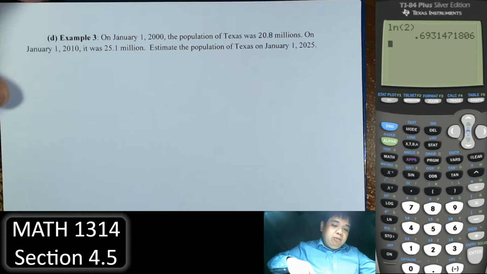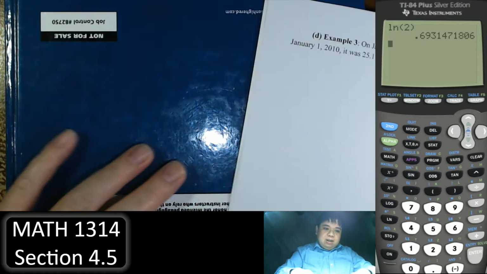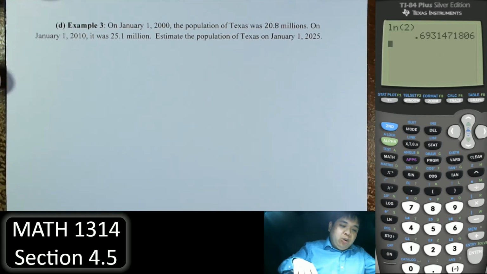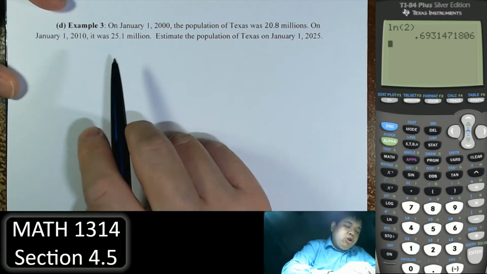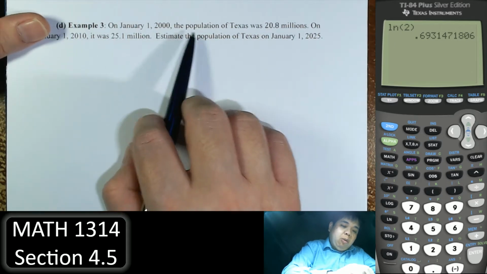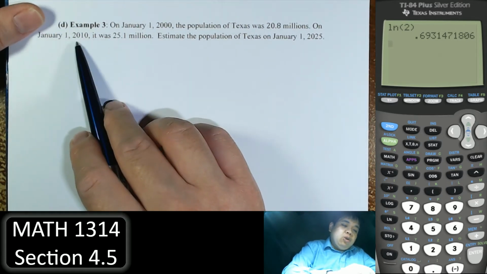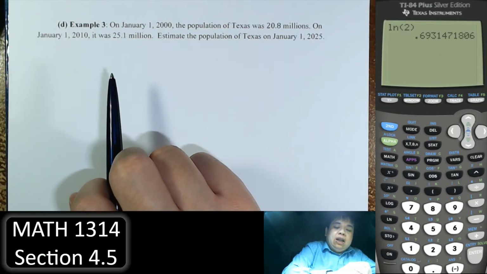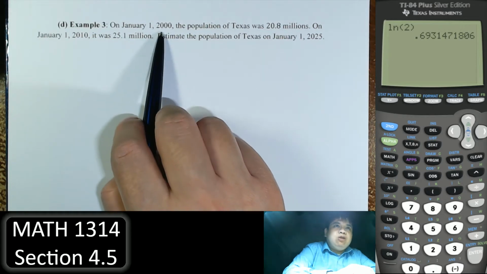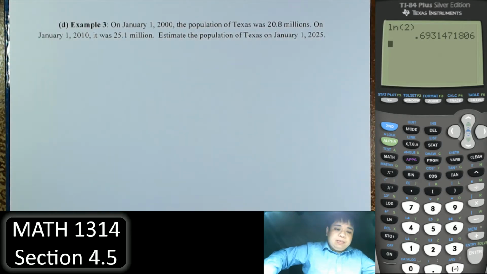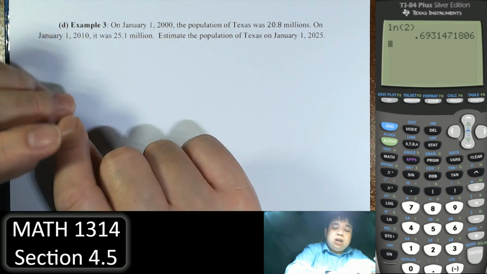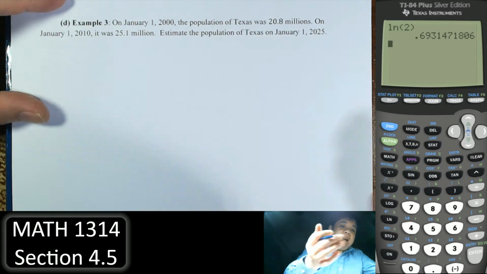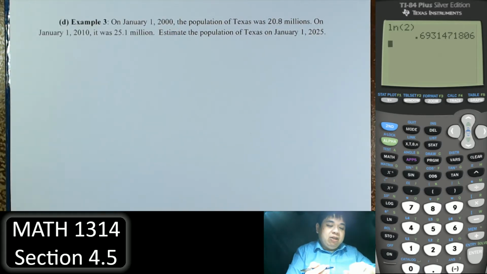Next, we have the population, which is the same as compound interest, but in general it is exponential growth. On January 1st, 2000, the population was 20.8. In 2010, 25.1. And we want the estimated population in 2025. The reason we have 2000 is that approximately we set January 1st, but we do the census every 10 years, and that's why we usually have the data every 10 years.